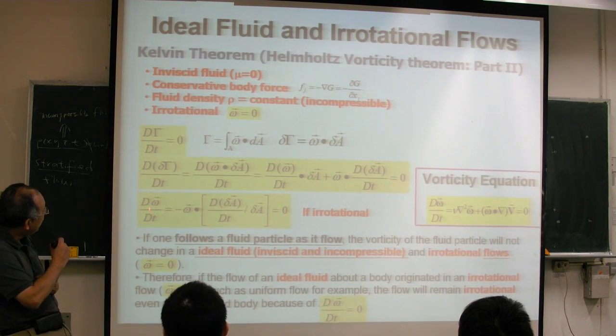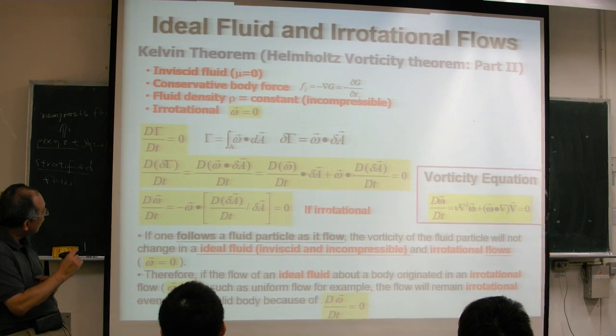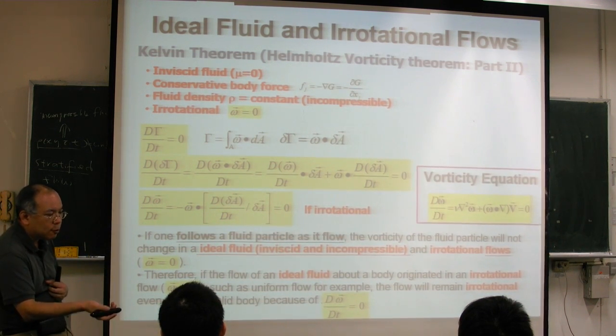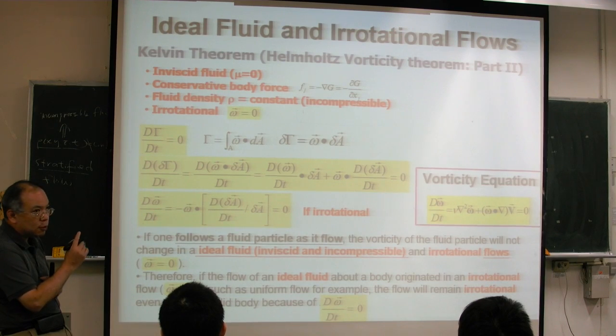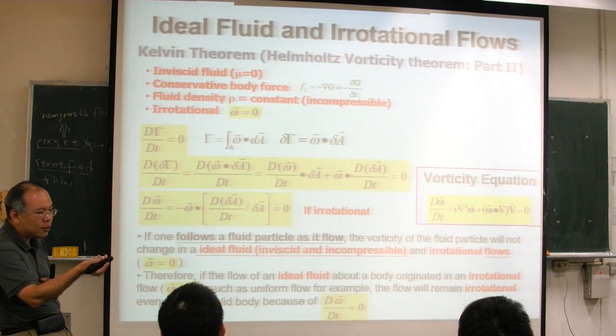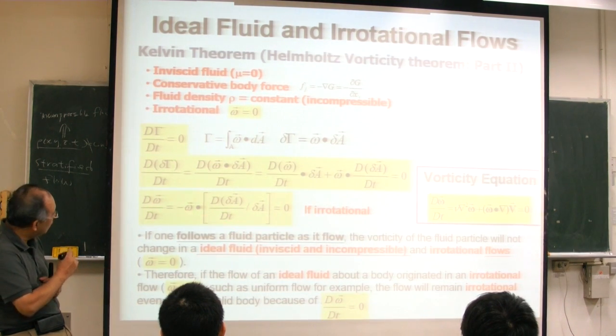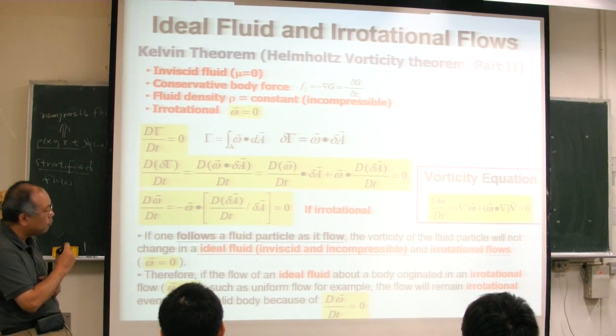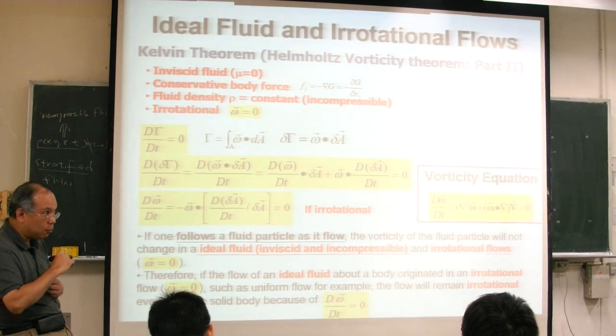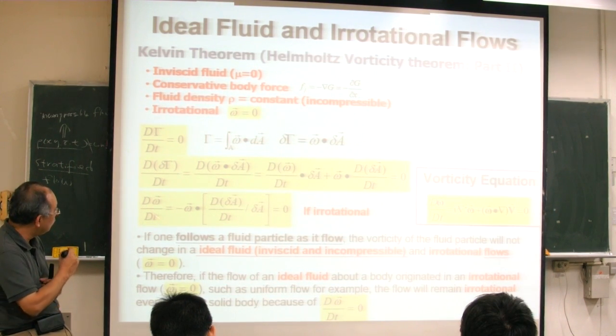So if you follow a fluid particle, your vorticity under the irrotational flow assumption, what does this mean? Our vorticity will not change. Since irrotational, we don't have any vorticity in the flow, so this is always equal to 0. That means all the vorticity equals 0 and didn't change with time.